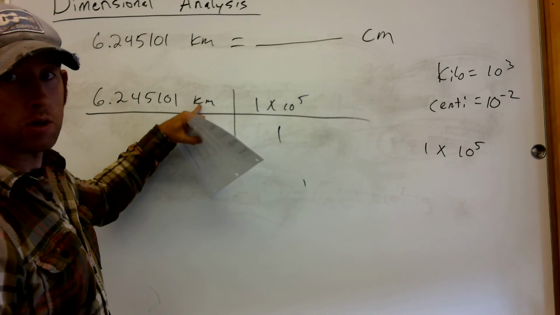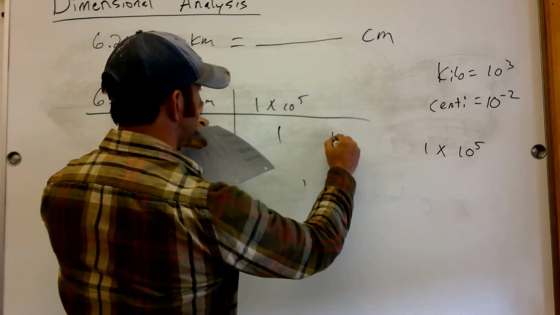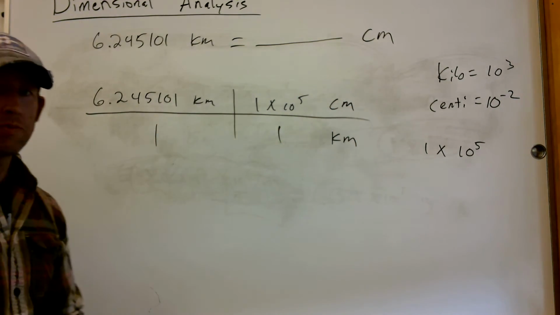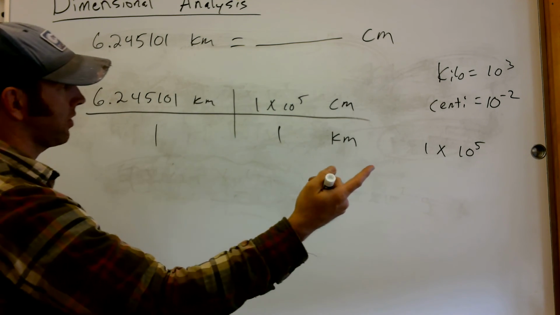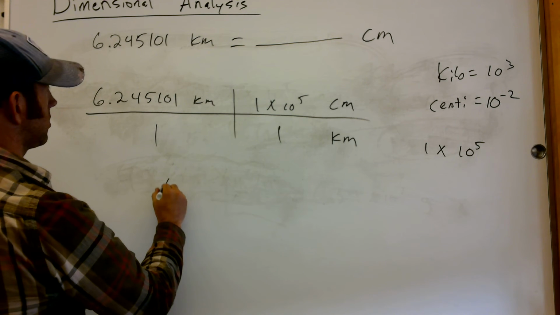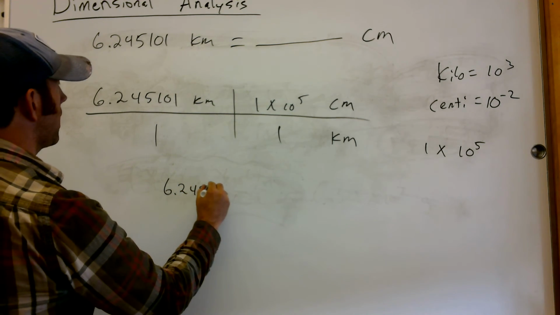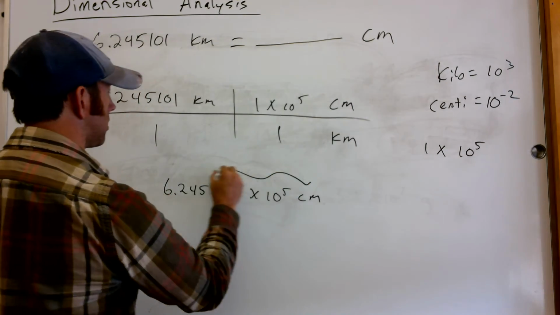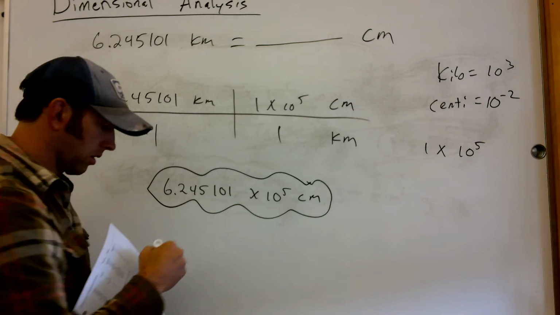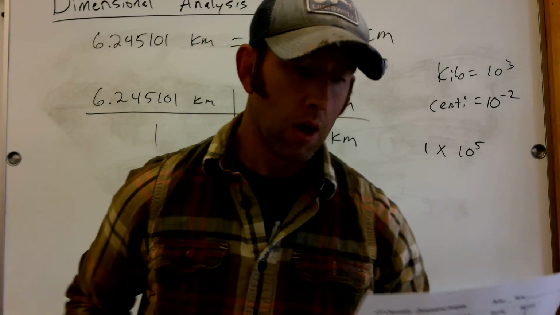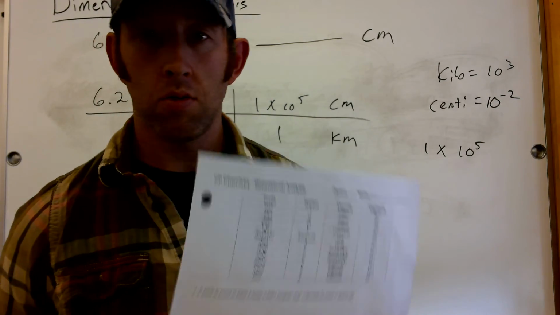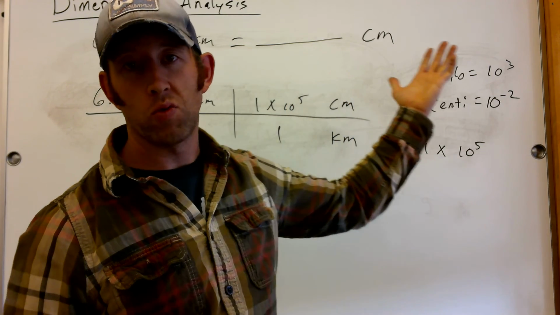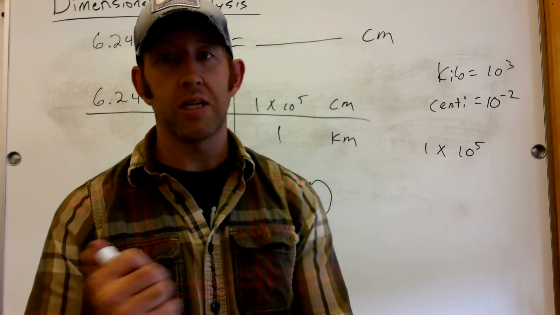Now, kilometers here goes top first. That means it goes bottom second, and centimeters goes on top. So again, I can do a simple multiplication on my calculator, or I could do this one in my head again. 6.245101 times 10 to the 5th centimeters is my answer. All right, now keep it in mind, right, when I go up the table instead of down, we do the same thing with our difference in magnitude. We would just be dividing by it instead of multiplying. That's the only difference.